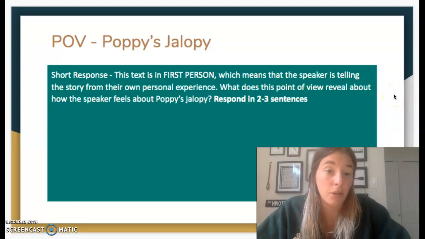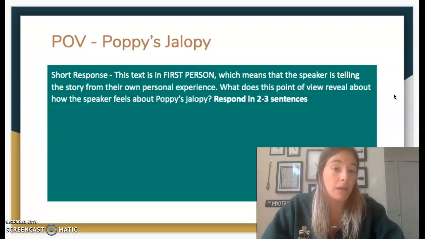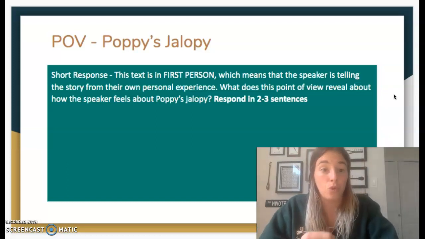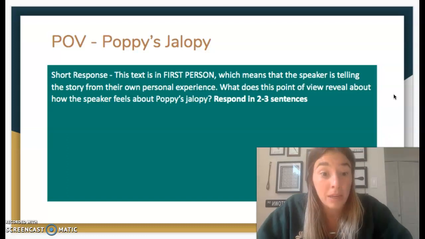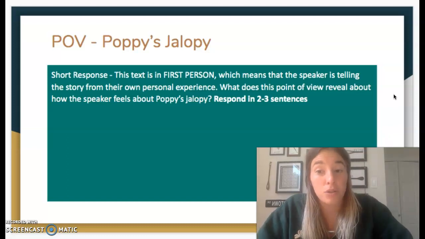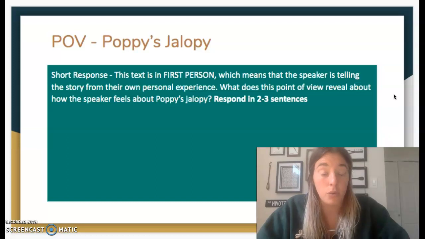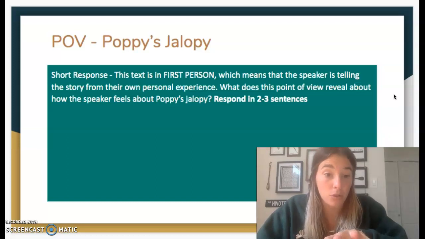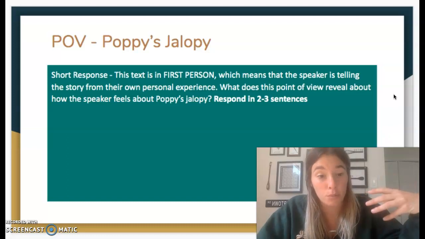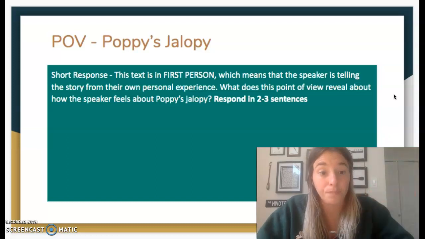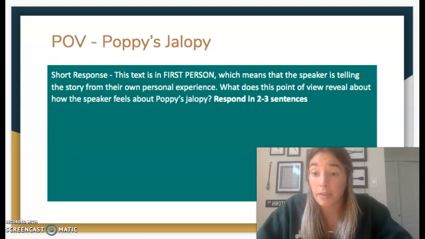So this might be something that you need to look into a little bit deeper rather than just describing the actual jalopy. You're going to think deeply about how the speaker feels personally about the jalopy. So it's not going to be how you would have felt. It's going to be how the speaker feels about it and how that first person perspective lets you know how they feel.